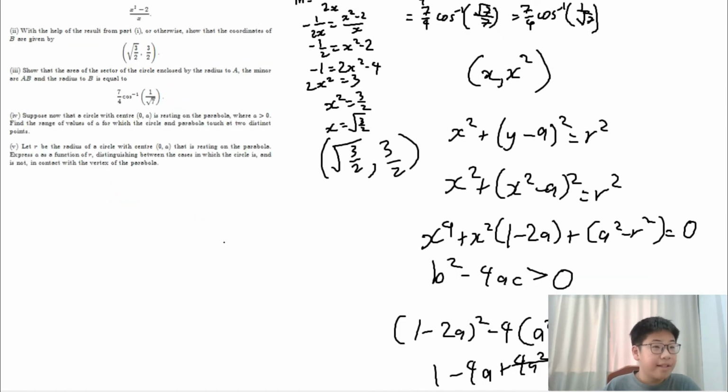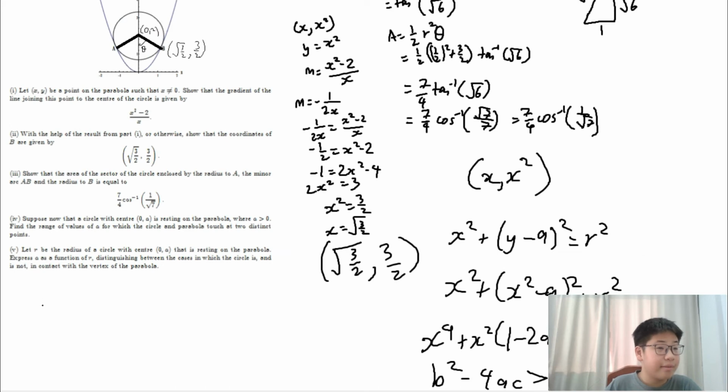So let r be the radius of a circle. Express a as a function of r, distinguishing between the case in which a circle is and is not in contact with the vertex of the parabola. Obviously the circle can't be in contact with the vertex of the parabola, otherwise it will touch at 5. Yes, 5. Wait, I mean 3 distinct points. So now that a circle of center 0 is resting on a parabola.